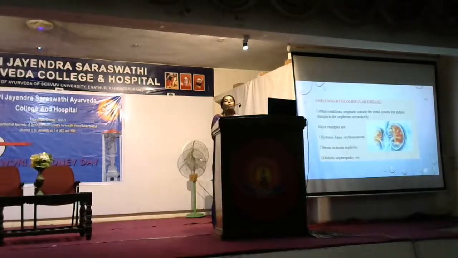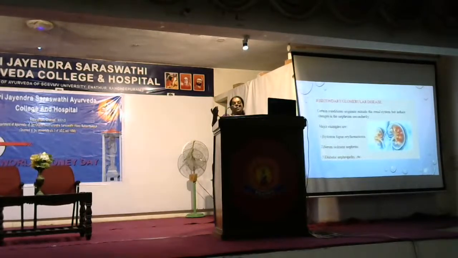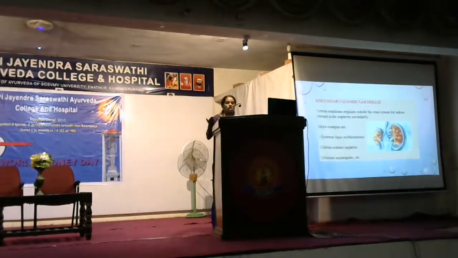So we should be more alert when dealing with secondary glomerular diseases, because these are other pathologies which cause renal impairment, just like systemic lupus erythematosus. Its presentation will be different. It will be an integumentary, autoimmune-like presentation, but it has a role in severe renal damage. Others are serum sickness nephritis and diabetic nephropathy.